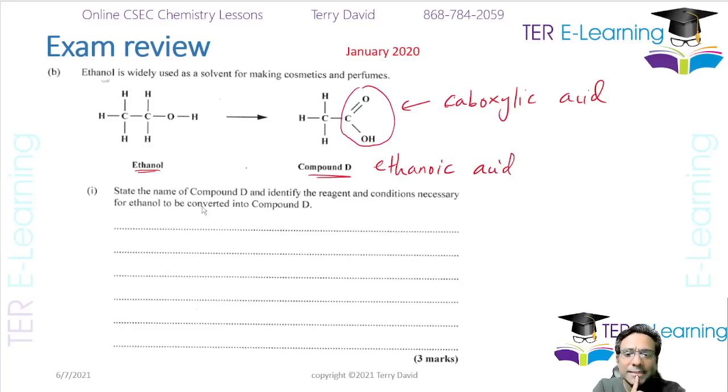Now, what do they want? State the name of compound D. We already wrote the name there, it's ethanoic acid. That's the name of that compound. Identify the reagent and the conditions necessary to convert ethanol into compound D. Any of you remember what that is? What are my reagents and conditions?